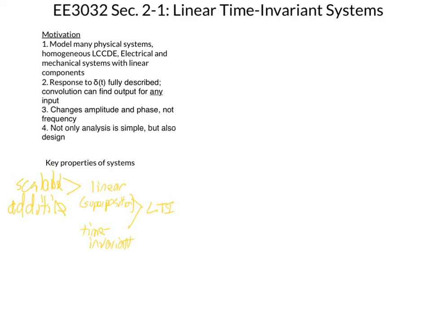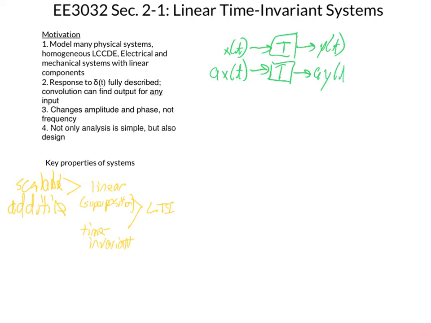A system is scalable if it has this property. Here we have a system T receiving an input X as a function of time, and it produces an output as a function of time. Now, we say that system is scalable if I multiply the input by some constant, then the output will be what the output was originally multiplied by the constant.